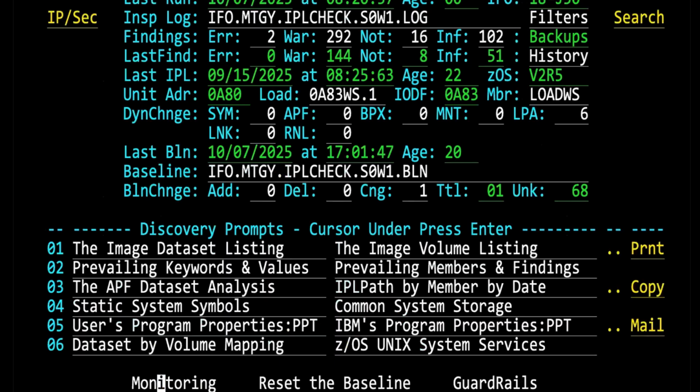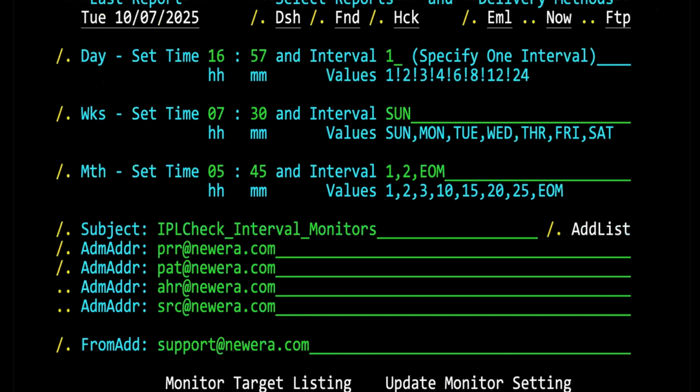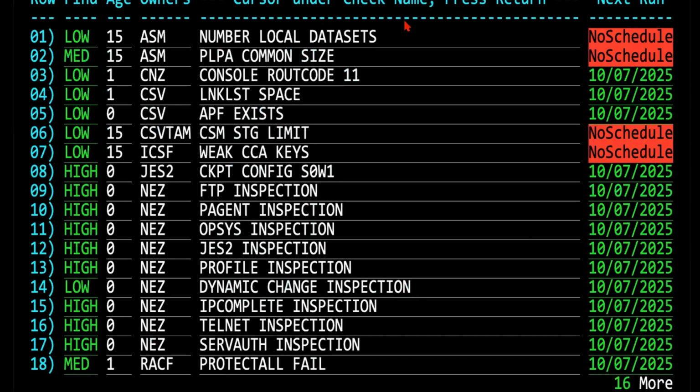There's automation associated with this, levels of monitoring that can go on, and different reports that can be sent: a dashboard report, a findings report, a health check exception report. This one's kind of interesting because it provides a more in-depth look at the check exceptions being reported by the IBM Health Checker for z/OS. All of these checks have high-level exceptions, and knowing that could be important, knowing which ones are not scheduled to be run again. This one's age is 15, hasn't been run in 15 days.